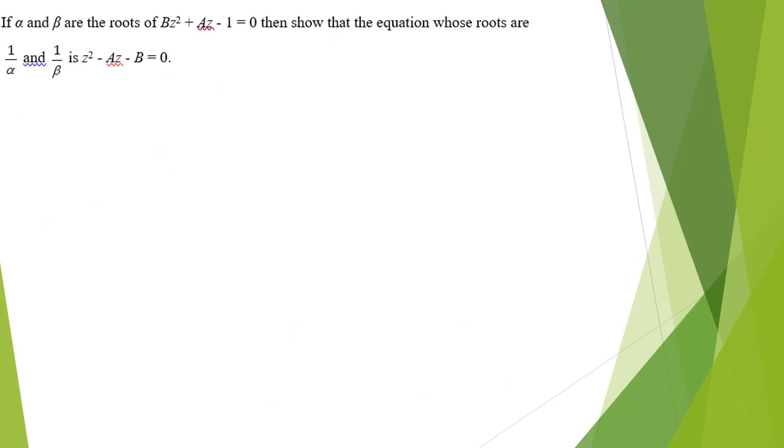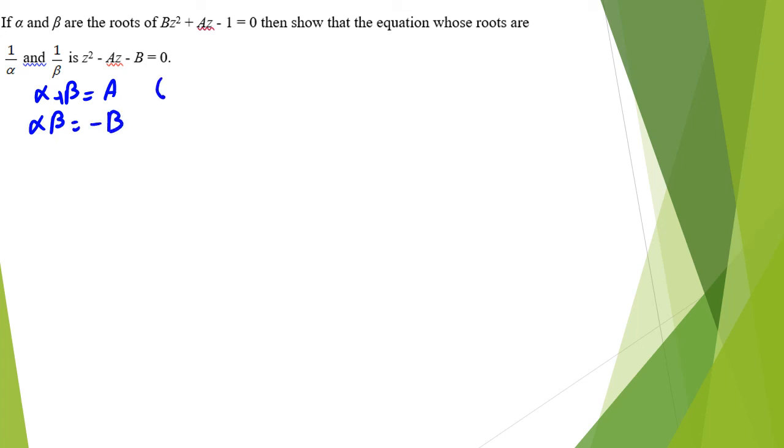Right. Alpha and beta are the roots of bz squared plus az minus 1, which means that adding the two roots gives me a, and multiplying the two roots should give me -1 times b, which is negative b. So alpha plus beta is a, and alpha times beta is negative b.